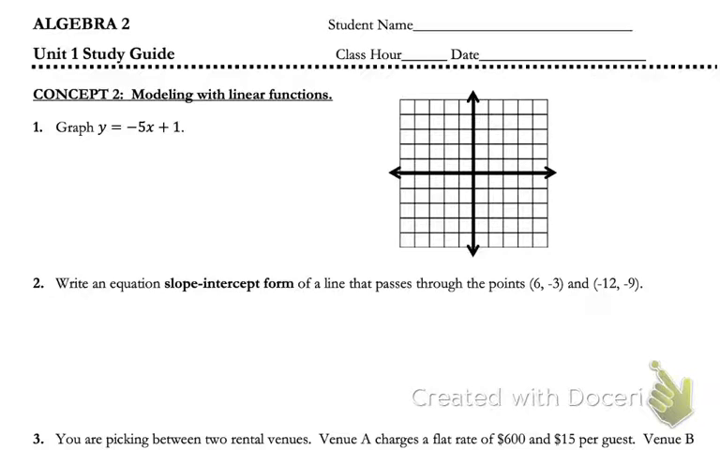Problem 1. We're going to graph a linear equation, so we're looking at it in y equals mx plus b form. M is our slope. We're going down 5 over 1, and we're starting at 1, which is our y-axis, our y-intercept.